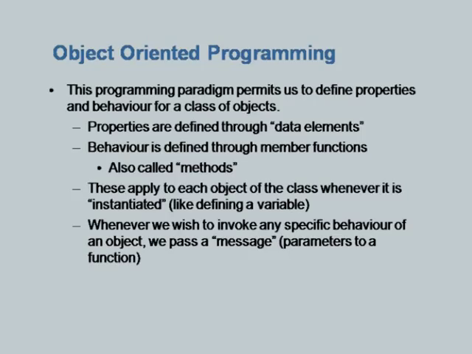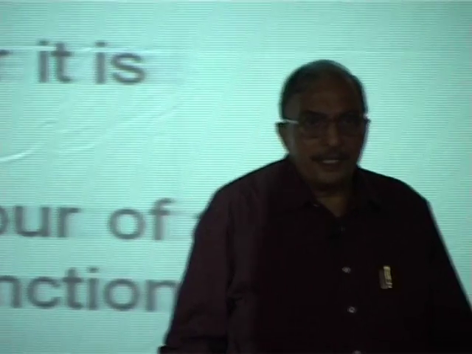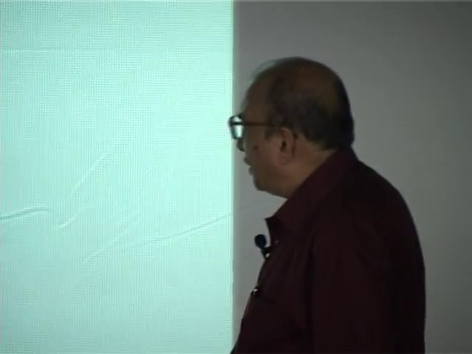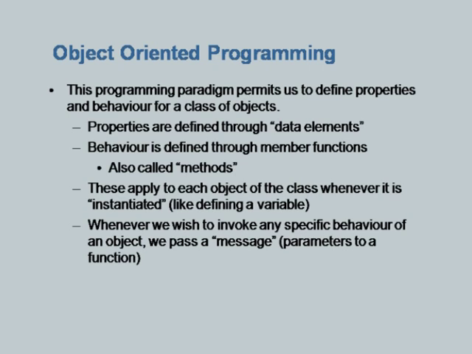So we are saying that we have the ability to define a class of objects. For a class, I can define properties through what we call data elements. For a class, I can define the behavior through member functions, which are also sometimes called methods. And once I define methods and data elements for a class, those methods and data elements are available for every member of the class. And I can invoke these functions for any member at any point in time. So whenever we wish to invoke specific behavior, we pass a message, which is essentially parameters to a function. We shall see some examples of a class called the Graphic Objects class.